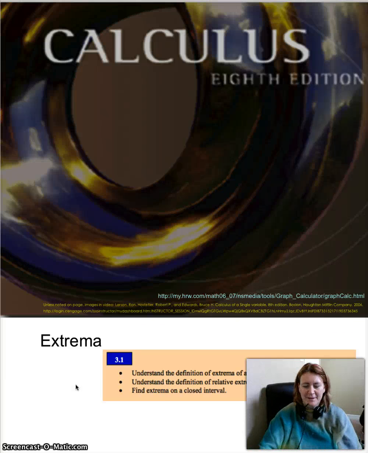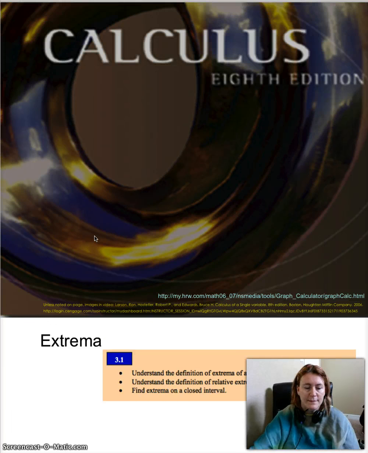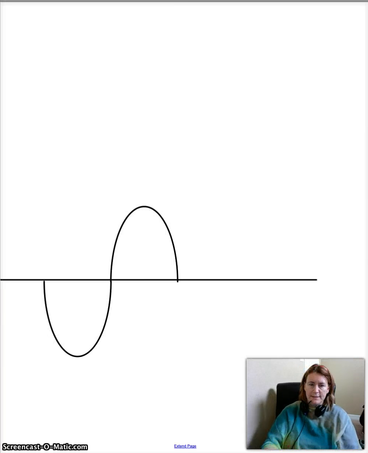All right, this unit is a really fun unit in calculus, and we're going to talk about extrema, how to find them, how to apply what we know. This has lots of applications outside of the mathematics classroom. First thing, let's just use a little common sense. I know we don't do that very often.